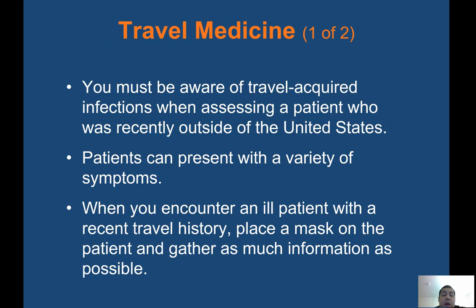Travel medicine. You must be aware of travel-acquired infections when assessing a patient who is recently outside of the United States. Patients can present with a variety of symptoms. When you encounter an ill patient with a recent travel history, place a mask on the patient and gather as much information as possible. So before you go out of the country, you go talk to your doctor and let him know which country you're going to. And he'll give you a list of medications or vaccines that you need to take. You might either get vaccinated right before, or there might be some medications that you have to start taking once you get there.